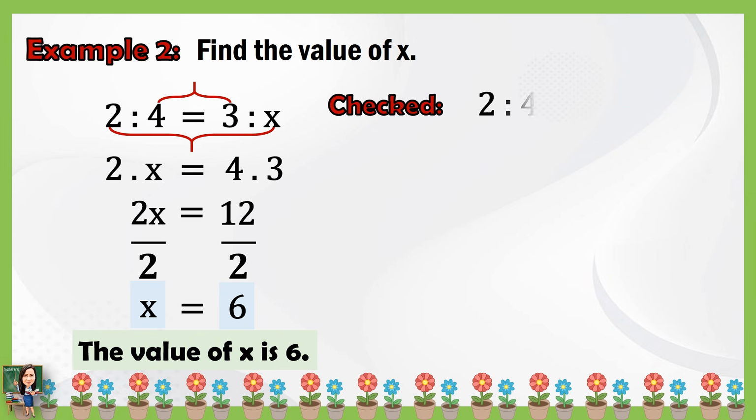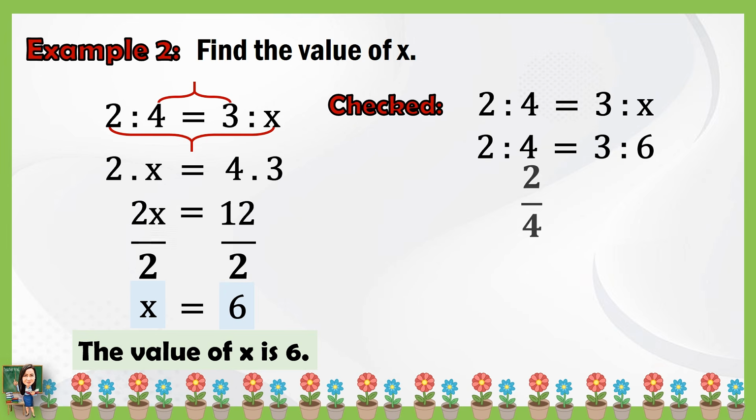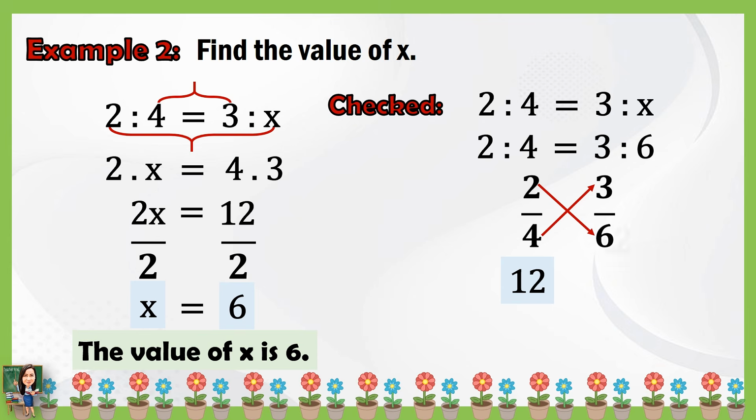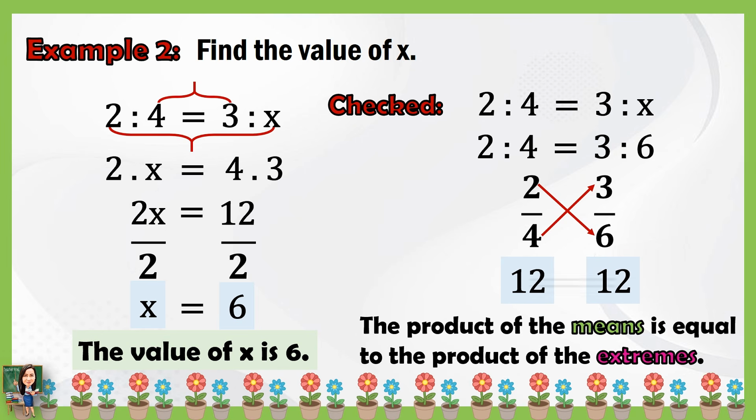Now check. 2:4 equals 3:x, or 2:4 equals 3:6. In fraction form, it is 2 over 4 equals 3 over 6. Now, let's do the cross product. 2 times 6 equals 12. 4 times 3 equals 12. So, therefore, the product of the means is equal to the product of the extremes.